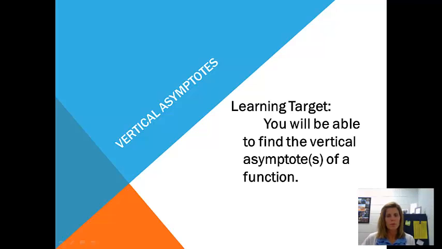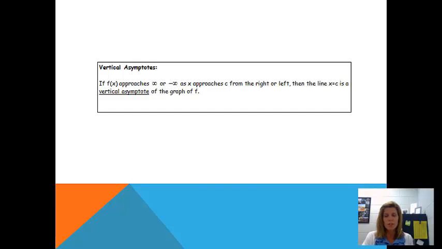In a previous video, you found the limit at a certain point and ended up having an answer that approached infinity or negative infinity. In this video, we're going to find out what that's called when that happens. So at the end of this lesson, you'll be able to find the vertical asymptote of a function.